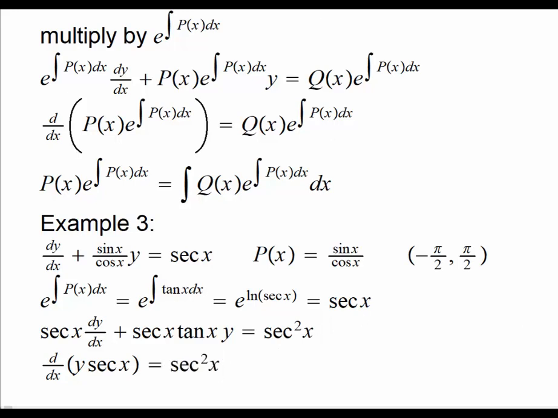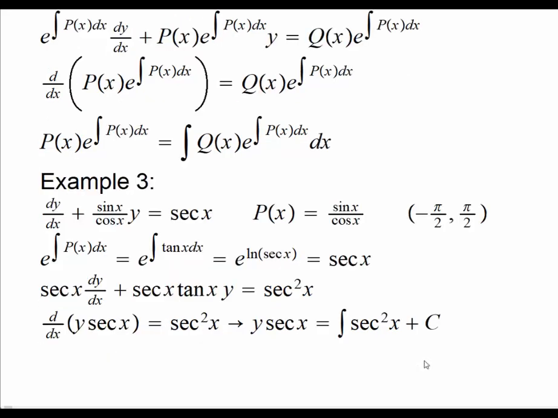Now if we integrate this equation, what do we get on the left hand side? Simply y secant x. On the right hand side I have the antiderivative of secant square x, and that's simply tangent x. So we eventually get y secant x equals tangent x plus a constant. Now you can divide by secant x and get the final solution. Or let me just do that for you.